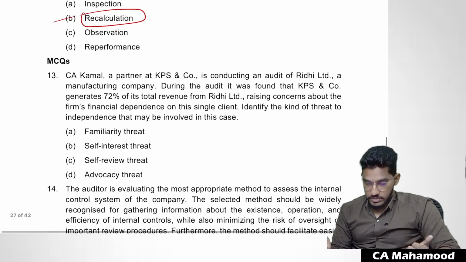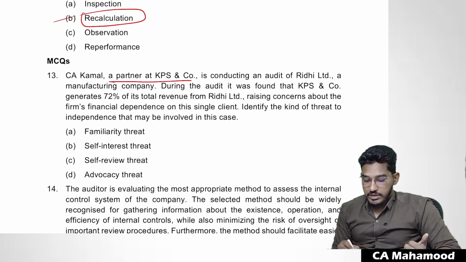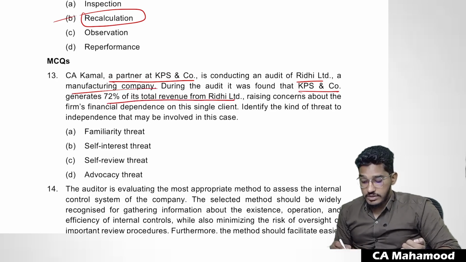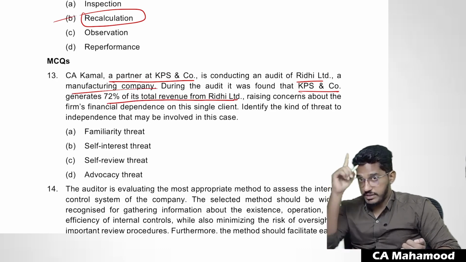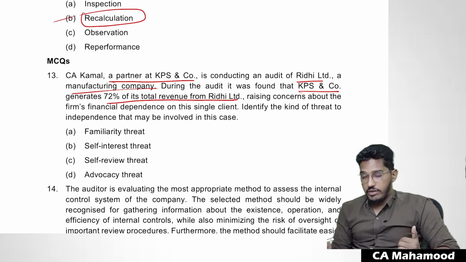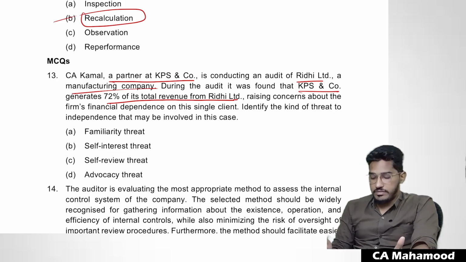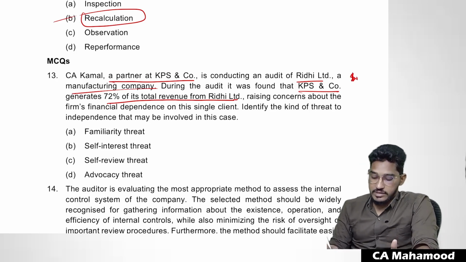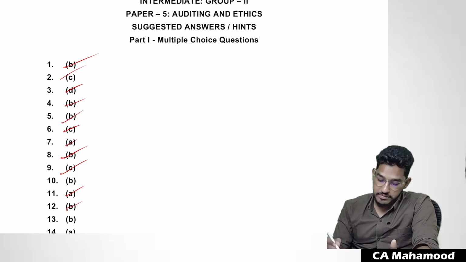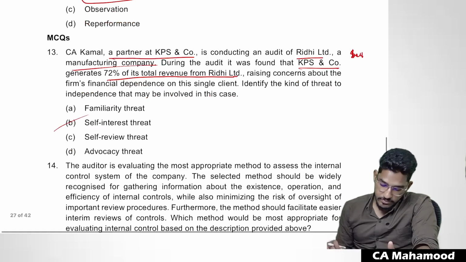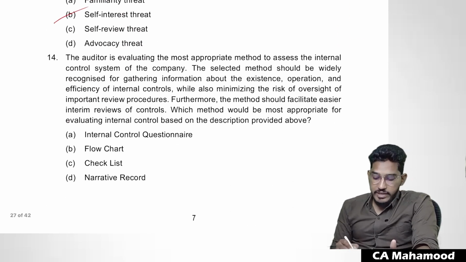So now we have some general MCQs. CA Kamal, a partner at KPS & Co, is conducting an audit of Riddhi Limited, a manufacturing company. During the audit, it was found that KPS & Co generates 72% of its revenue from Riddhi Limited. This we have already seen in the previous MTP. So when the auditor is relying more on a single client for their audit fees, what kind of threat is that? Self-interest threat. So it will be a self-interest threat. 13 is B.